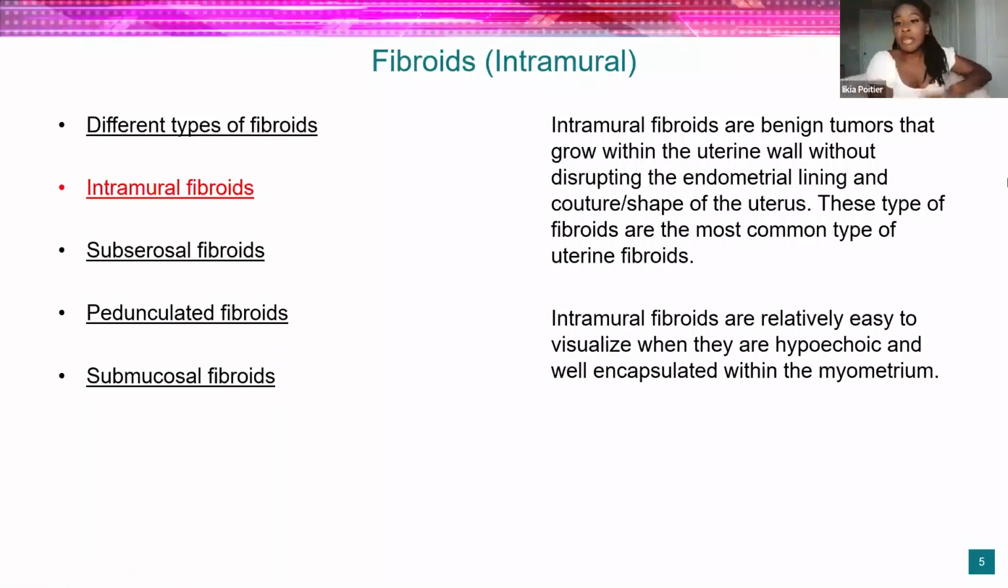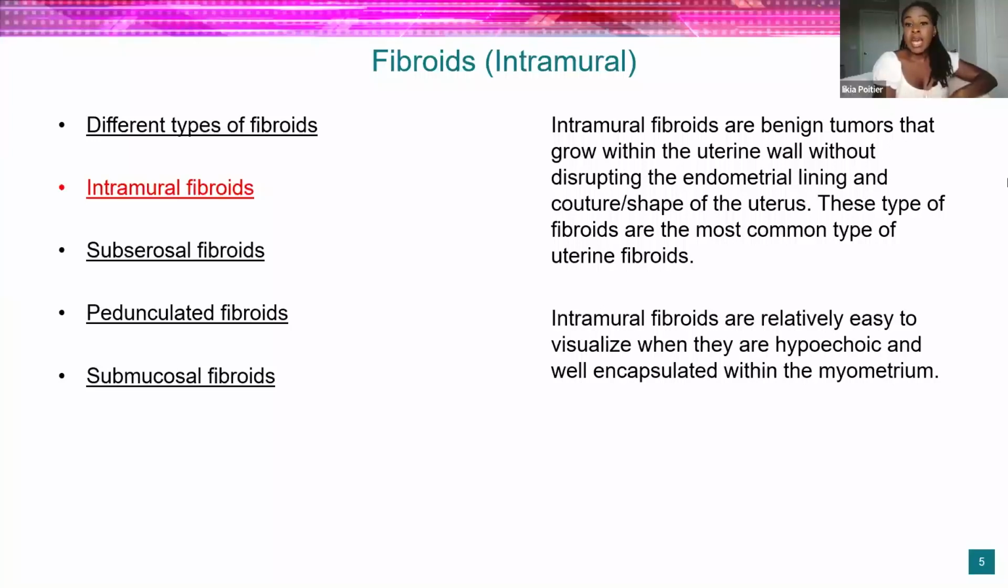Intramural fibroids are benign tumors that grow within the wall without disrupting the endometrial lining and contour shape of the uterus. These types of fibroids are the most common types of uterine fibroids. Intramural fibroids are relatively easy to visualize when they are hypoechoic and well encapsulated within the myometrium. Normally when women have intramural fibroids, they don't typically have many symptoms unless the fibroids get extremely large.